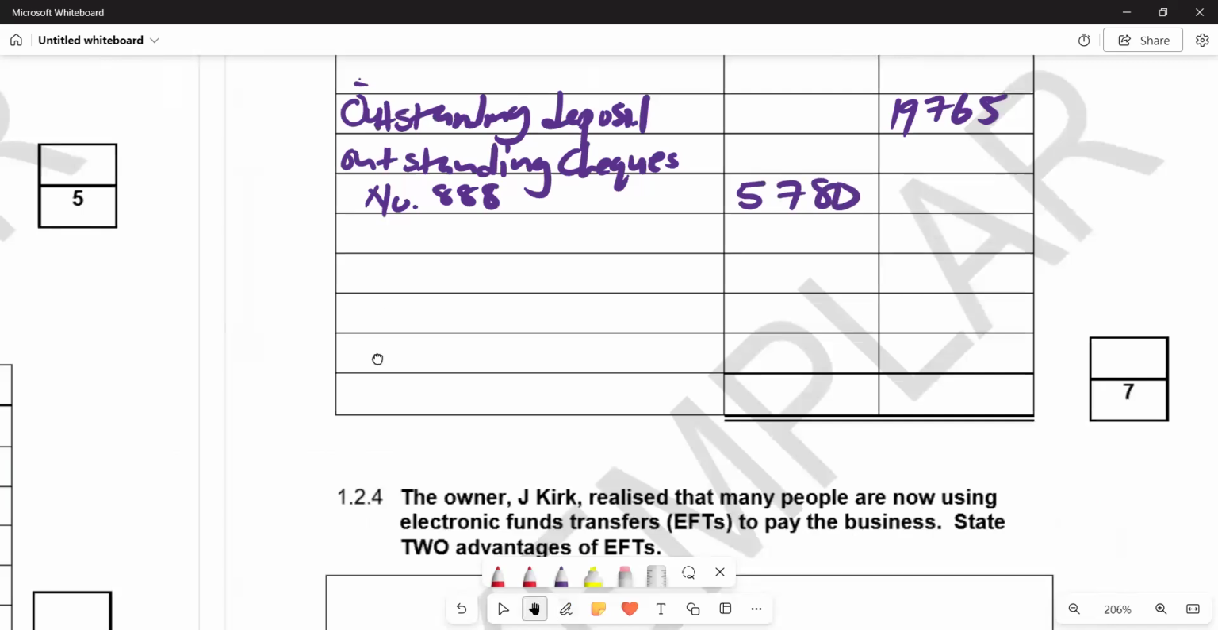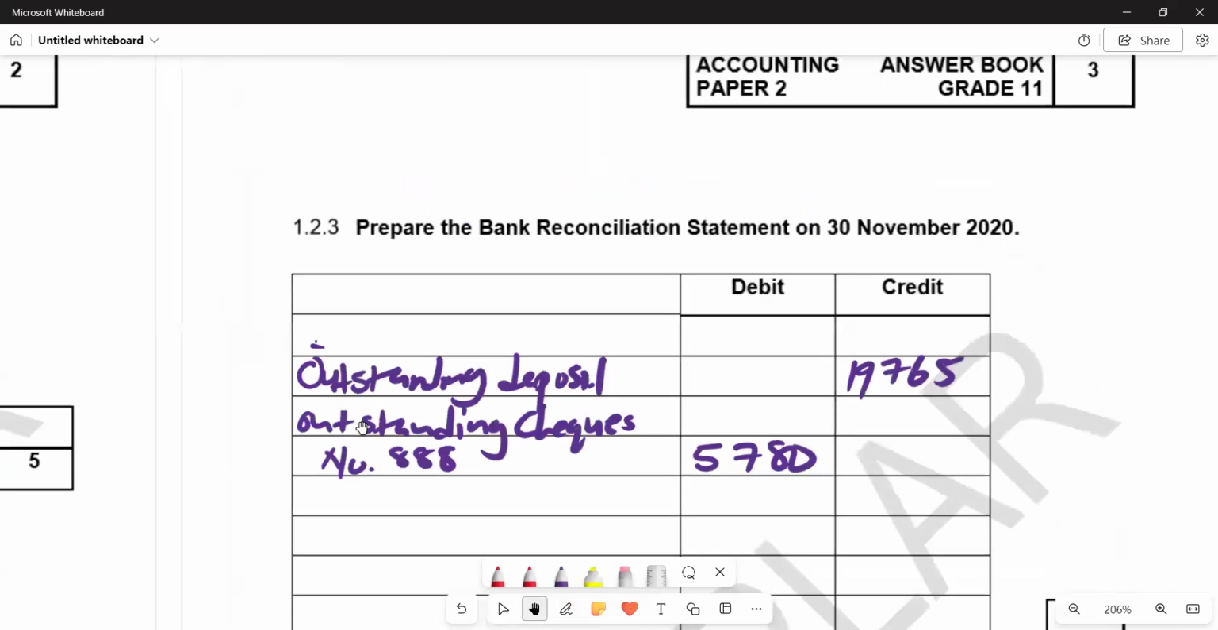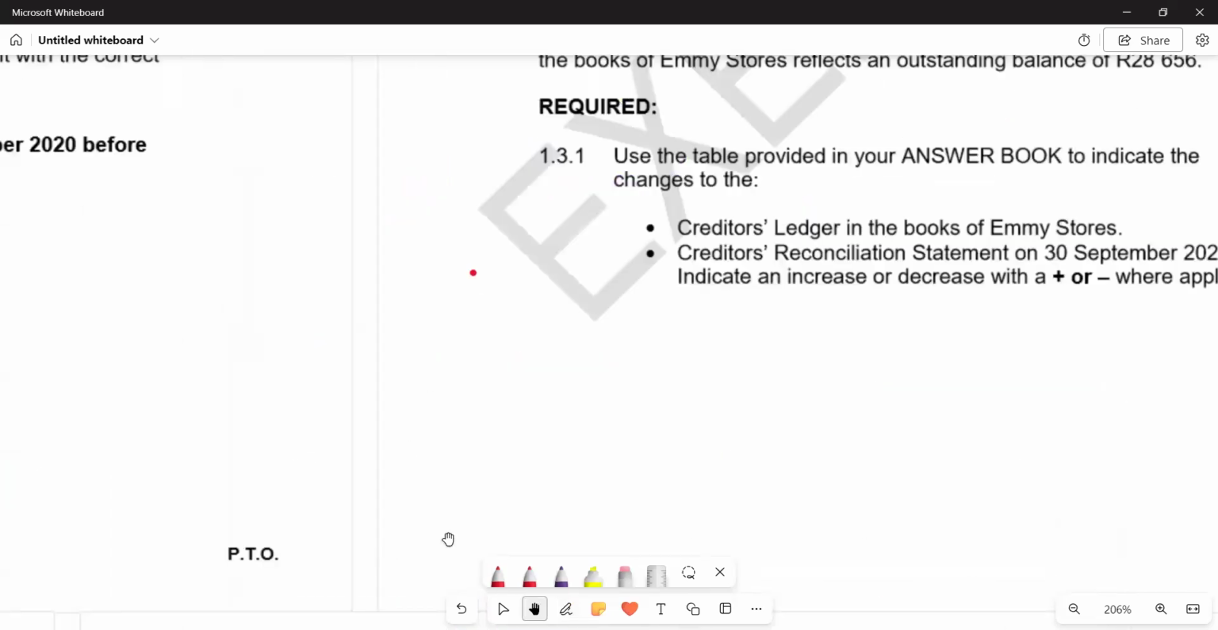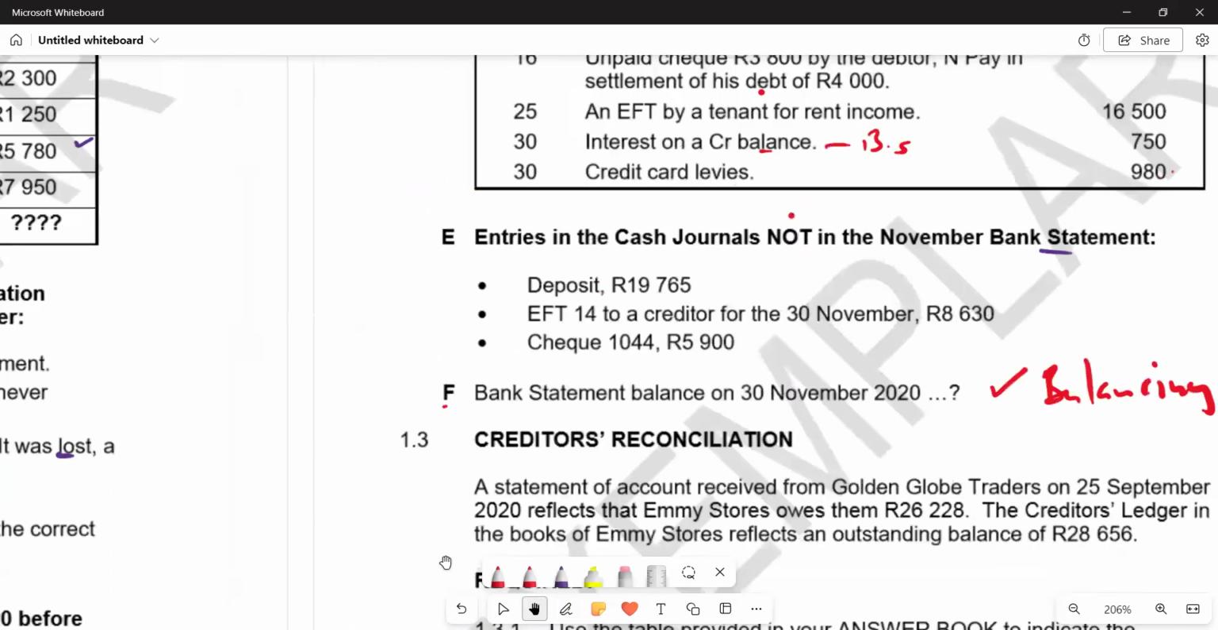5,780. And then other outstanding checks, we find them where we have items that are not appearing on the bank statement, which is the last part that we're having there. Entries in the journals not in the November bank statement. We have got an EFT 14 to a creditor for November, which is 8,630. So this was the payment that was supposed to be made to a creditor, but it wasn't effected. It's not reflecting on the bank statement. So we need to put it. We have got EFT 14, 8,630. So we go there.